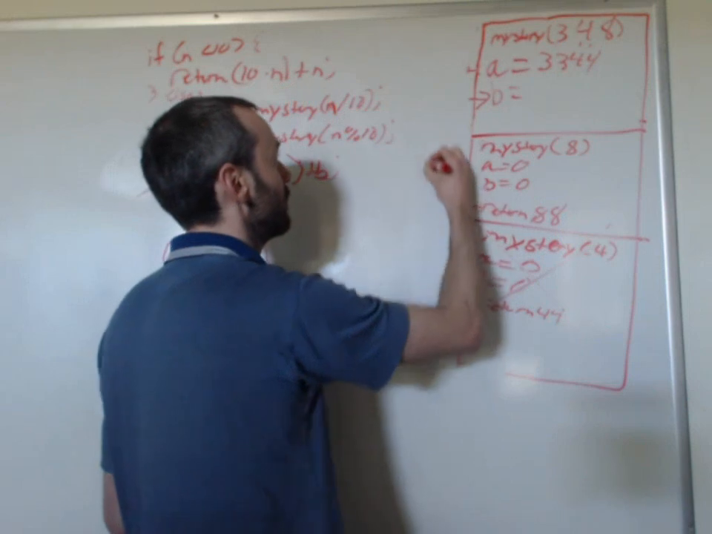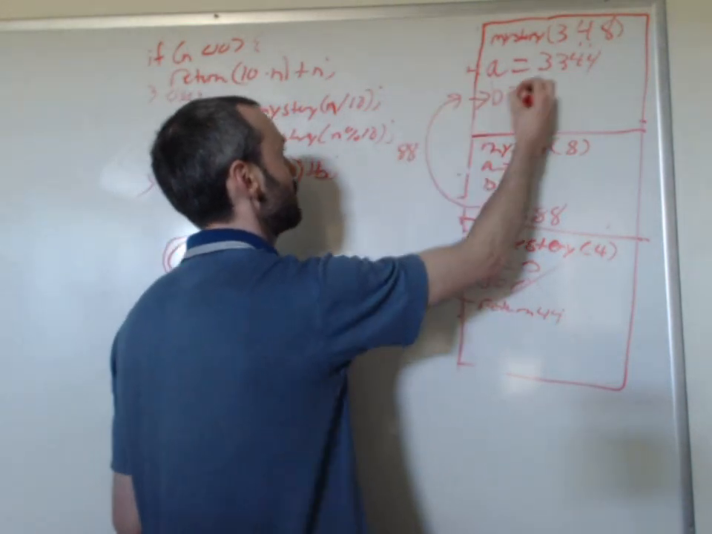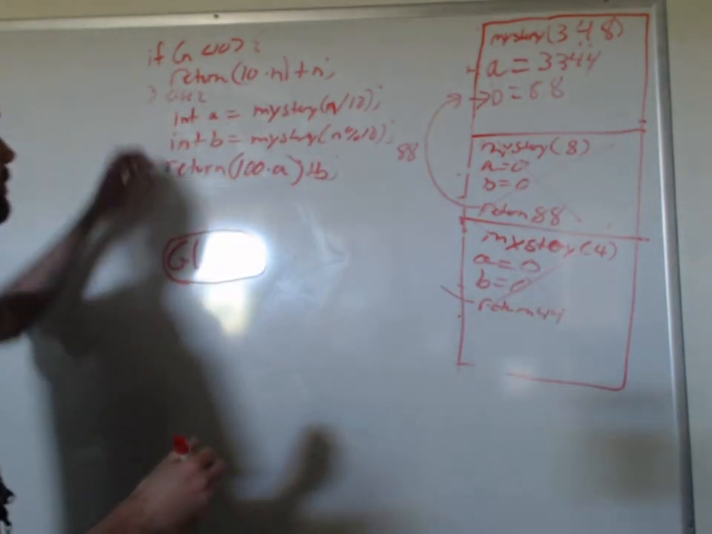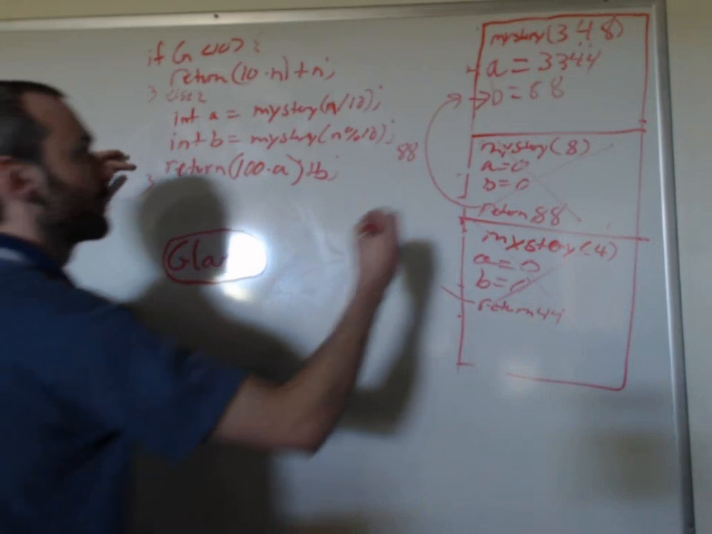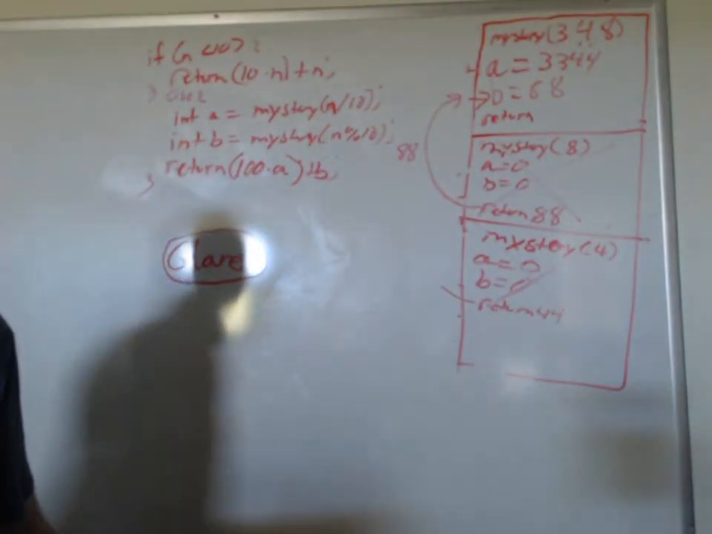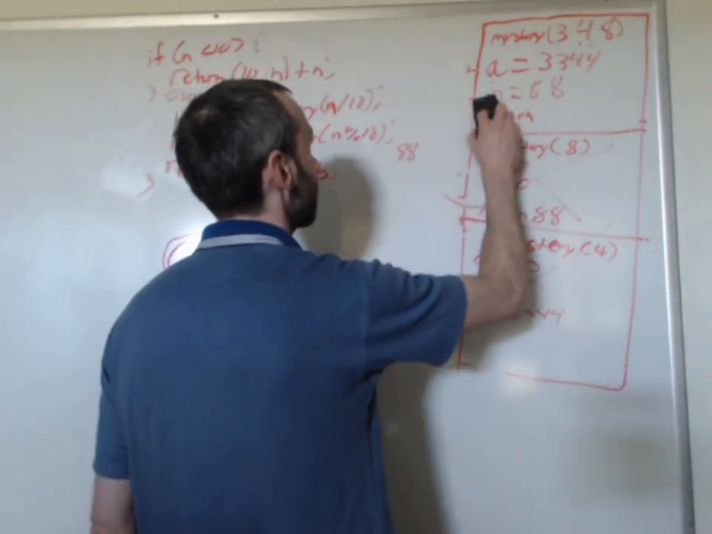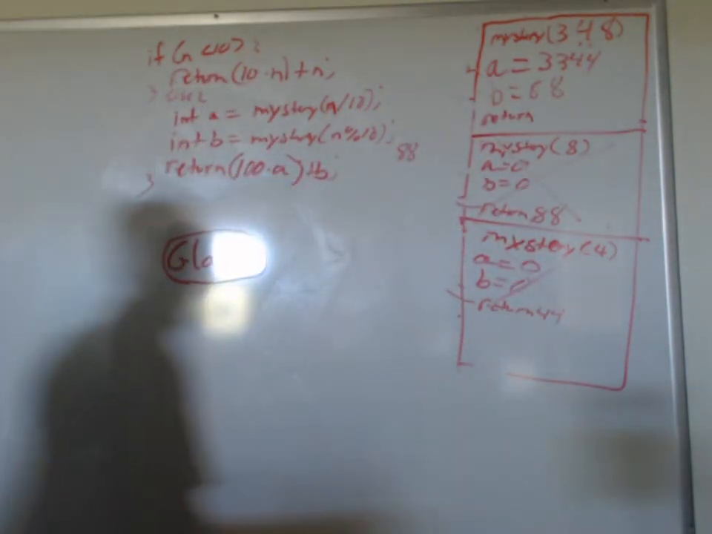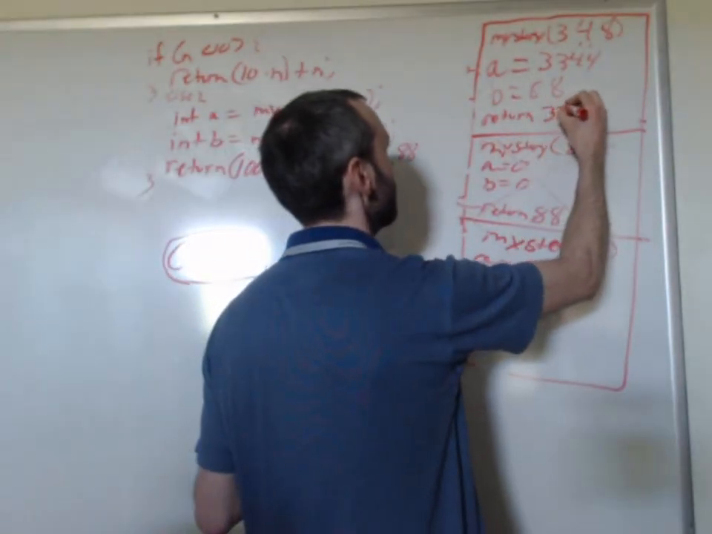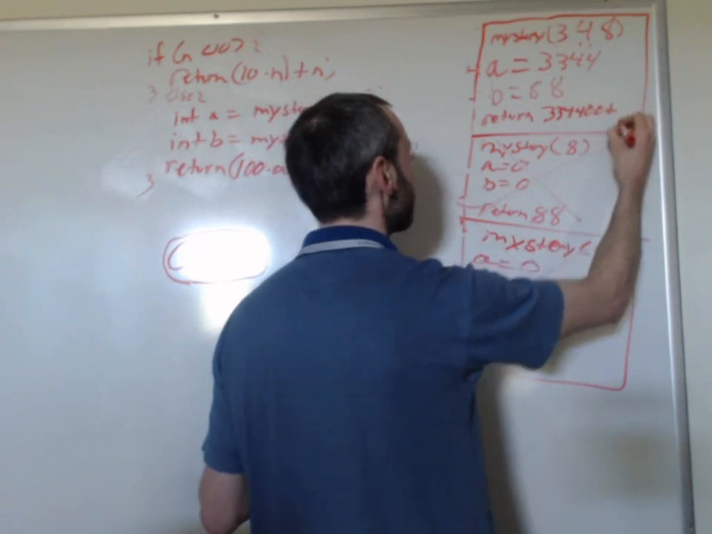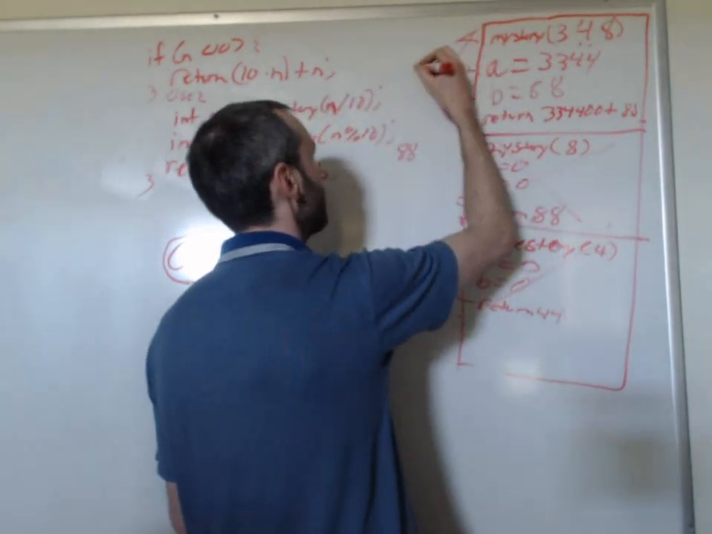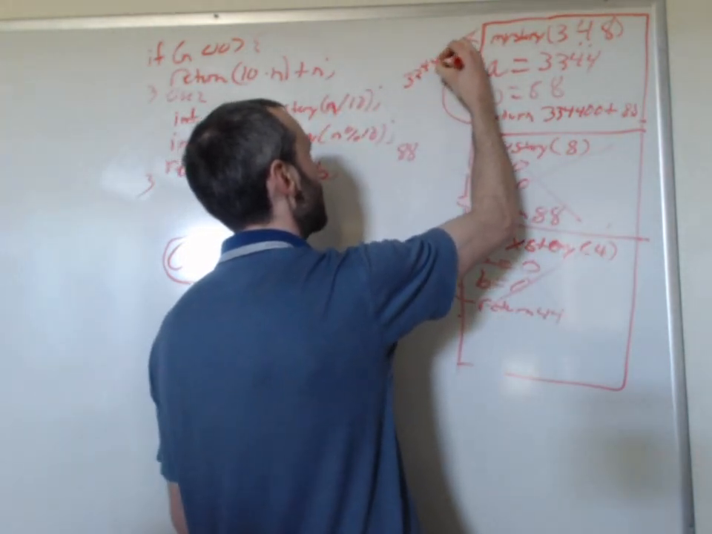All right. Move that back up to here. Put 88 right here. We no longer care about this. We're done with it. Now what do we do after B? Return. Let me erase this arrow because we know we're done with it. What are we returning? 100 times A, so that's 334400 plus B, which is 88. So we're really just returning 334488.